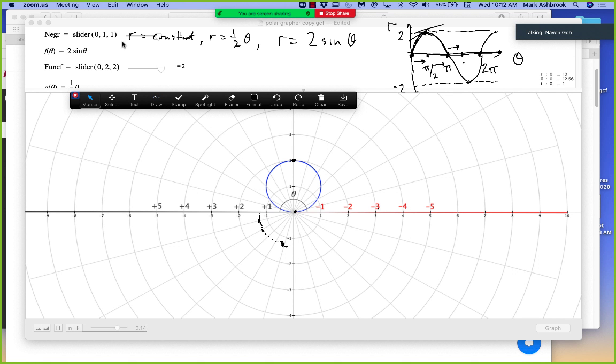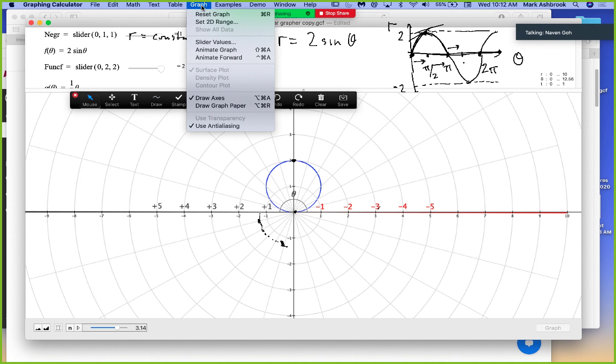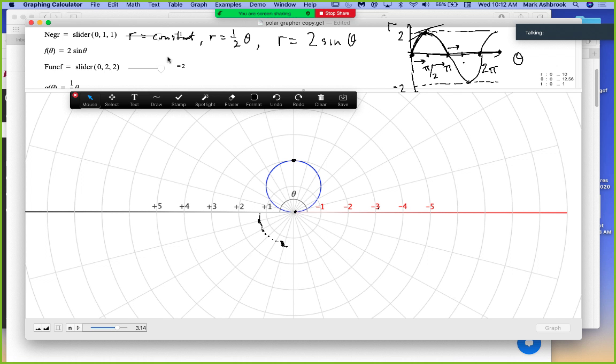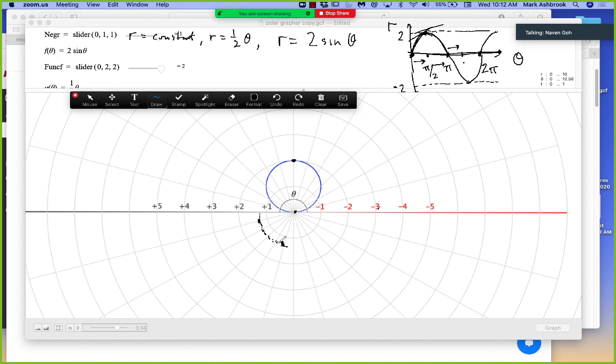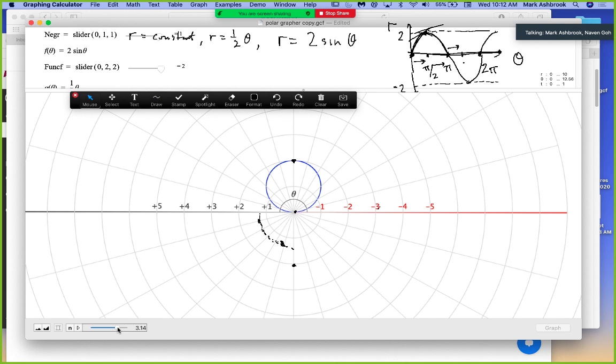I should turn off the axes here. That's better. Okay, at 3 pi over 2, where's negative 2? Here's positive 2 at 3 pi over 2, so negative 2 is going to be this point, which you've already graphed. So as theta turns through the third quadrant, r is going to be negative, changing rapidly and then more slowly. That's exactly what we did before. It's just going to repeat the same set of locations.